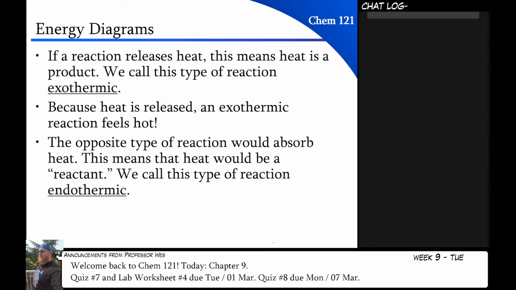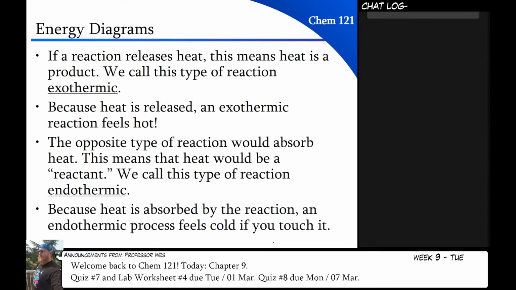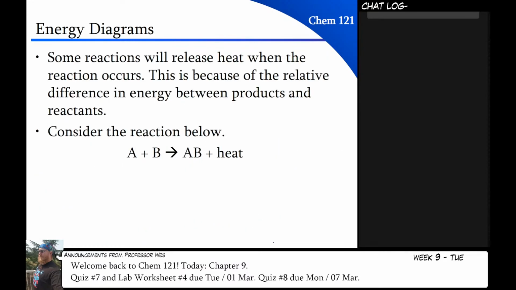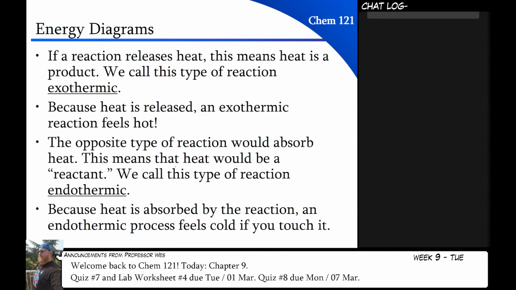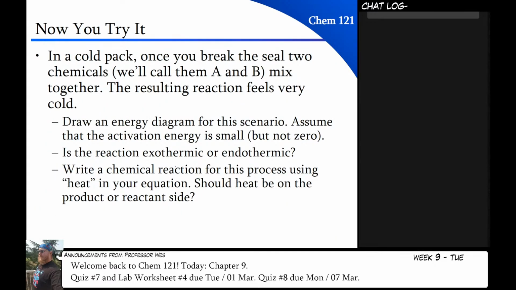Now, because heat is required to make the reaction go, we would write it as a reactant. So back here, when I had this equation on the board, where I had heat as a product, and it feels hot, you could instead have the heat on the reactant side over there, and the reaction would feel cold, because you are putting the heat into the reaction and using it to make the reaction occur. You don't get the heat back. You are supplying it.